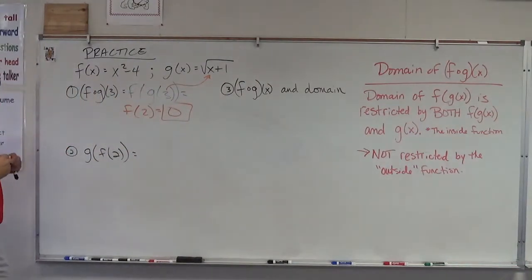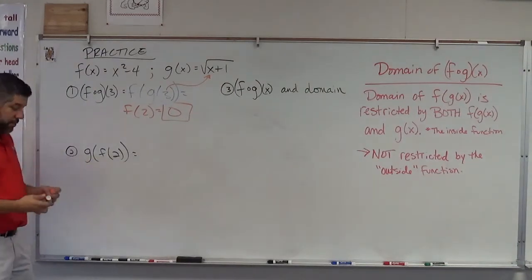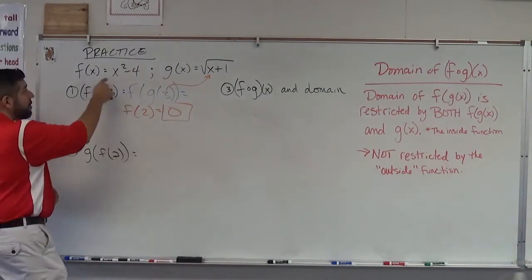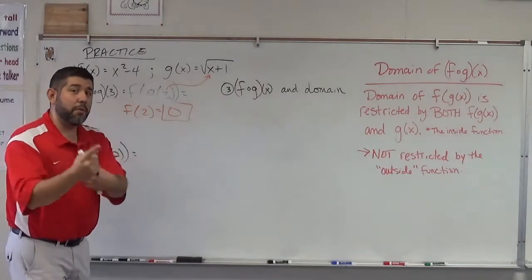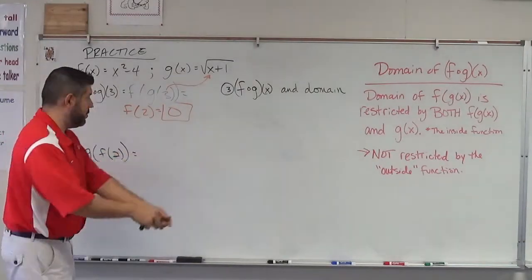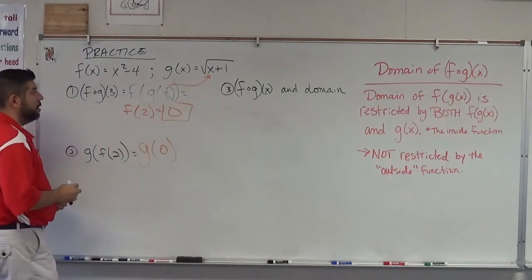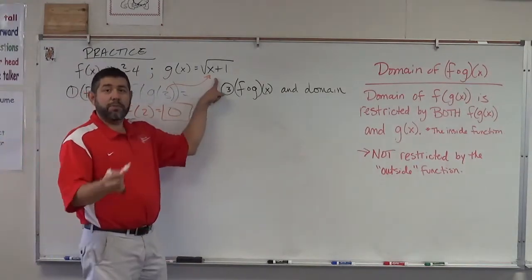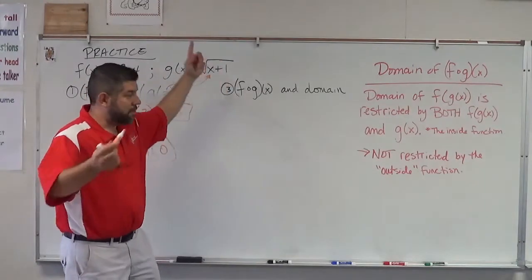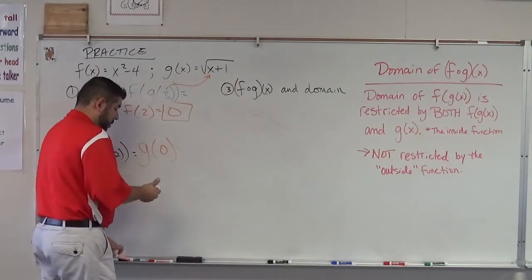Not bad. Okay, g of f of 2. We're going to plug in 2 for our f function. 2 squared is 4. 4 minus 4 is 0. So we're looking at g of 0. Plug in 0 in here. 0 plus 1 is 1. Square root of 1 is 1. Okay, so we got 1.